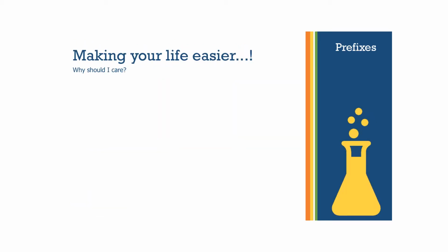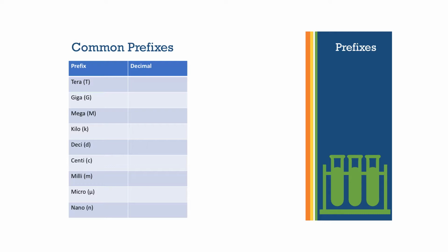And as ever, why should I care? Well, again, it's about making your life easier. If you know all the different prefixes, then you're going to be able to move between different units far easier than someone that can't. So let's go through the common prefixes. So we've got tera, or that's capital T, giga, capital G, mega, capital M, kilo is a little k, deci, little d, centi, little c, milli, little m, micro, that funny shaped U, and nano is a little n.